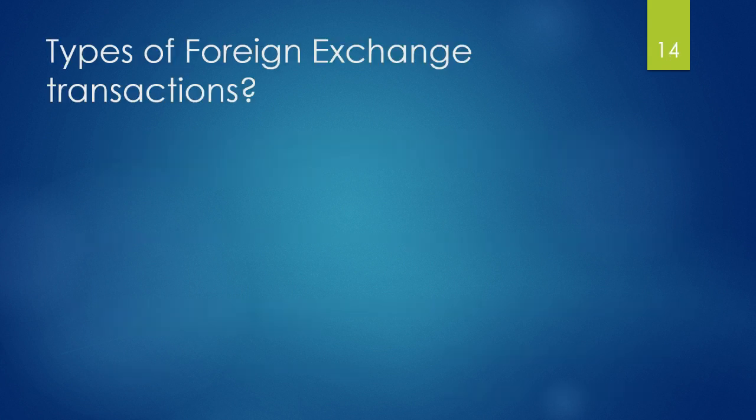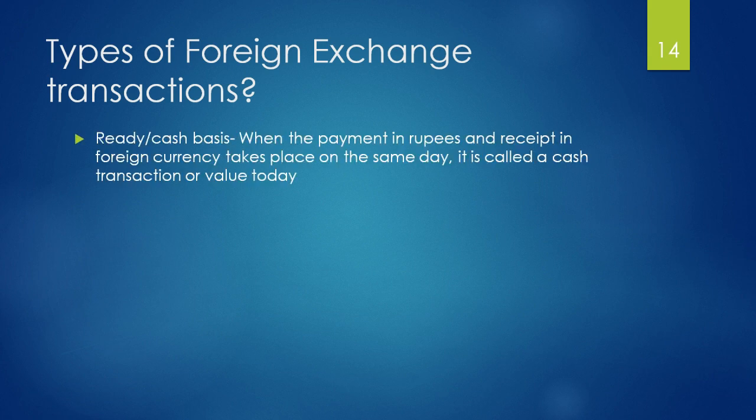Let us now see types of foreign exchange transactions. This is an important topic. Friends, as foreign exchange is generally conducted across different time zones, the settlement is an important factor in determining a contract. In a contract, the actual payment in rupees and receipt in foreign currency may take place on the same day, next day, 2 days later, or even a month later, or even more. So, various ways in which the delivery can be settled are: the first is ready or cash basis, the second is term basis, the third is spot basis, the fourth is forward basis. Let's see all these one by one.